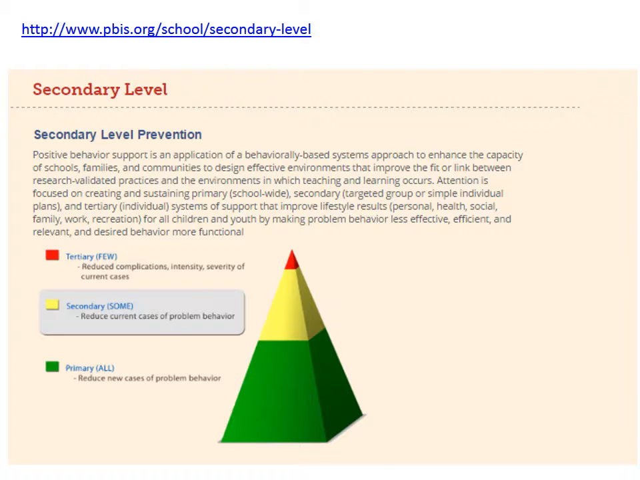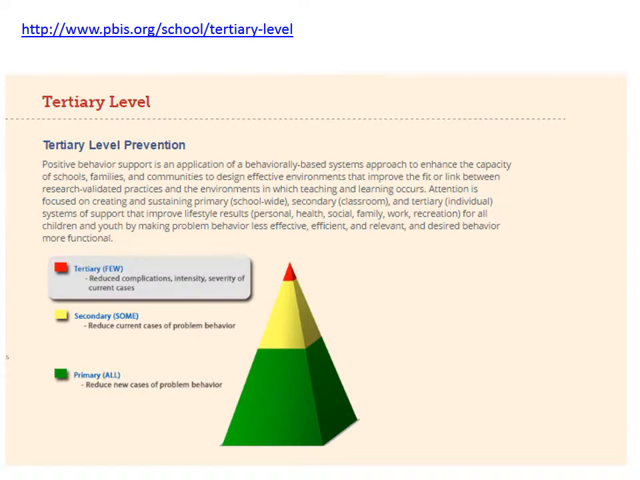Now click on the tertiary level, the third level. At the third level, the student is going to need even more individualized support. At that level, this may be where the student is referred to the RTI team, the response to intervention team, because at this point you've got a student whose problem behavior is reoccurring over time and not responding to your best efforts.